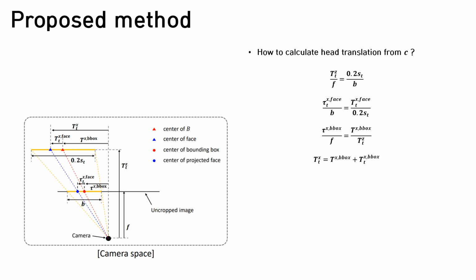From the given diagram, we can establish the following proportion. After simplifying this proportion, we obtain the following equation. As a result, once the correction parameters are estimated, the head translation can be determined.